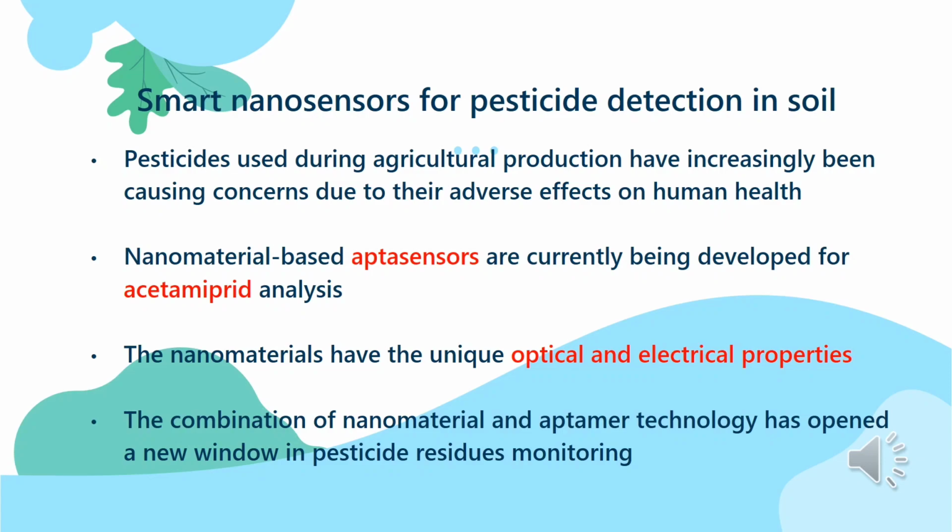Several nanosensors are designed for detection and concentration measurement of pesticides in the soil. Nanomaterial-based active sensors are currently being developed for the detection of acetamiprid in the soil. Acetamiprid is an insecticide that has been proven to be a human carcinogen, so it is necessary to detect its concentration in the soil. Then the aptasensor nanomaterials have quite unique optical and electrical properties, so they can be used for this purpose.